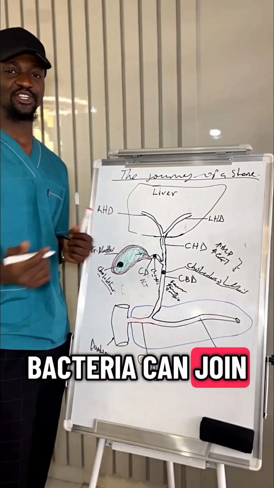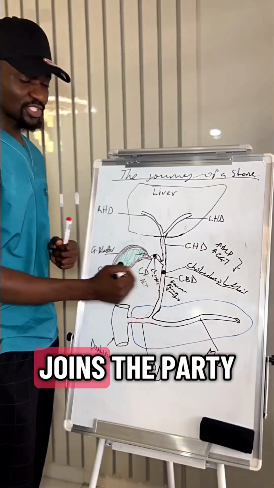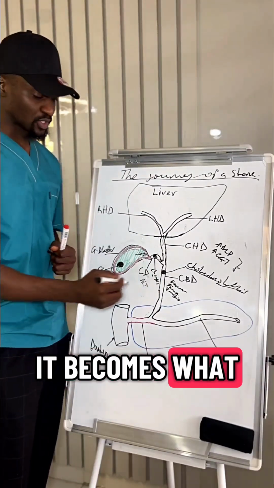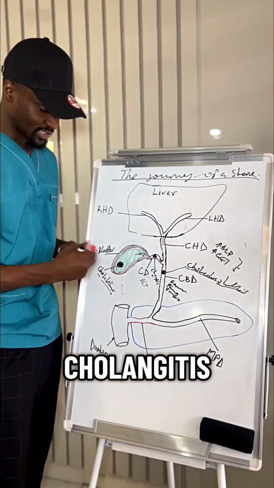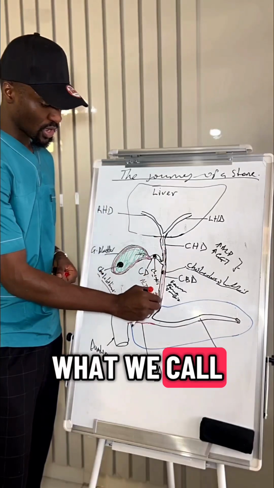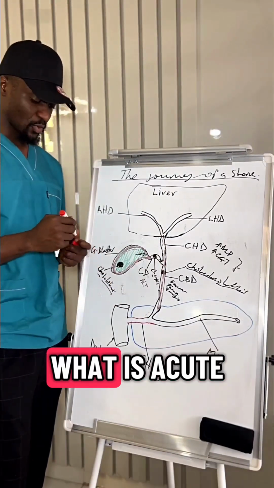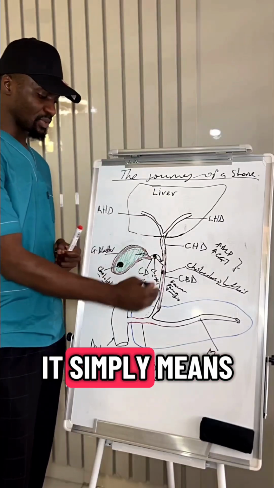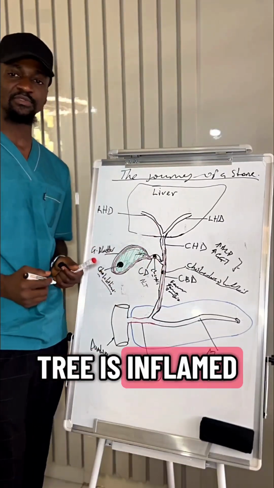Next, if this stone stays here for too long, what then can happen? Bacteria can join the party. Now, when bacteria joins the party, it becomes what? Cholangitis, inflammation of this whole tree. And that is what we call acute cholangitis. What is acute cholangitis? It simply means when the biliary tree is inflamed.